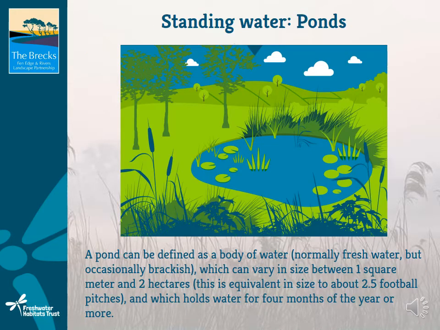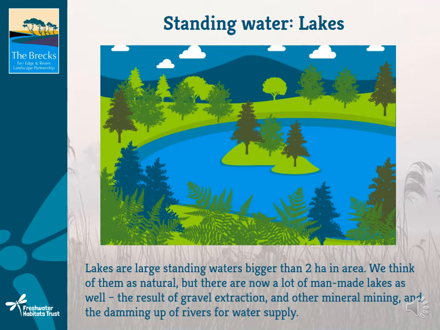So I'm now going to tell you a little bit about the different water body types. So starting with standing water. So ponds. A pond can be defined as a water body, normally freshwater but occasionally brackish, which can vary in size between 1 square metre and 2 hectares, and which holds water for 4 months of the year or more.